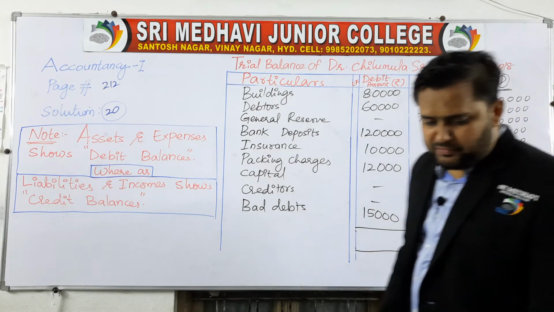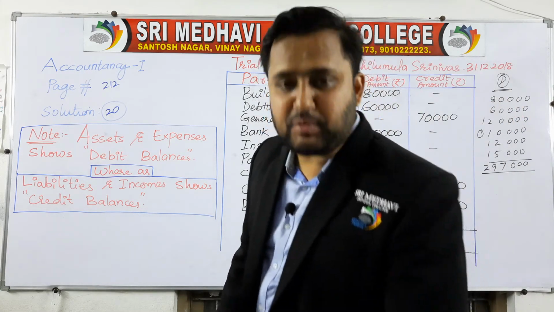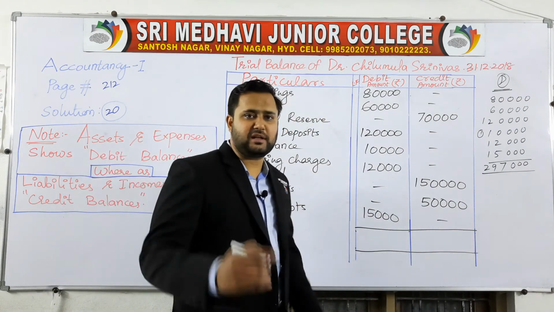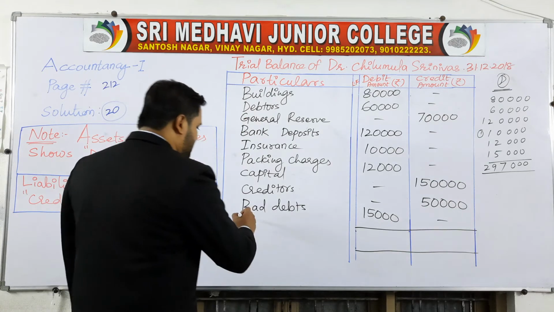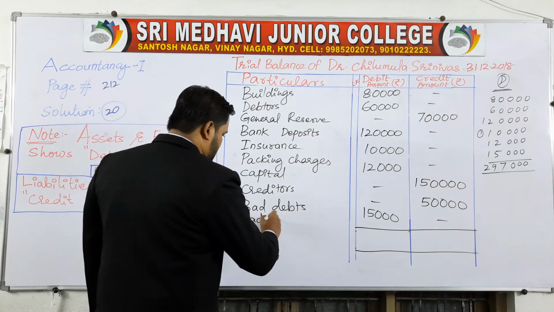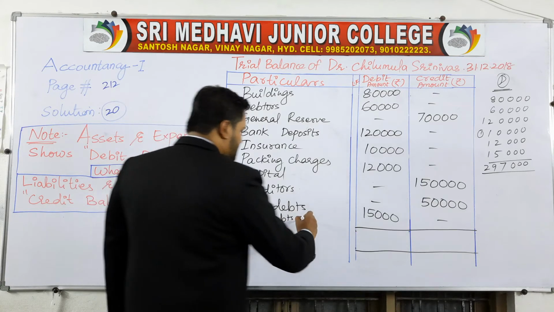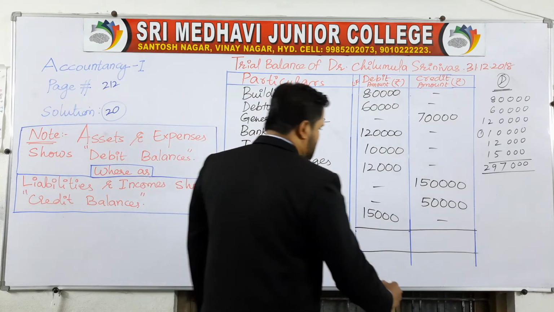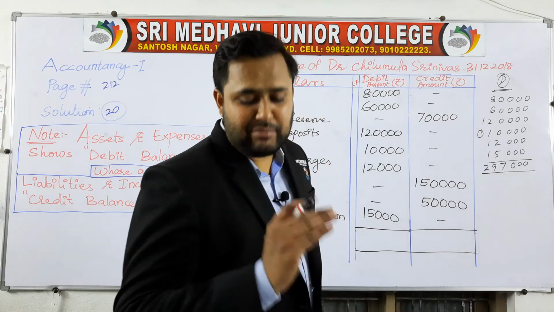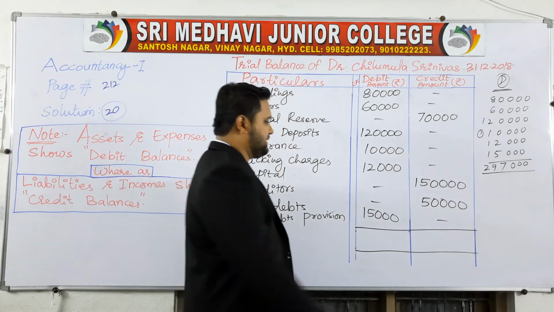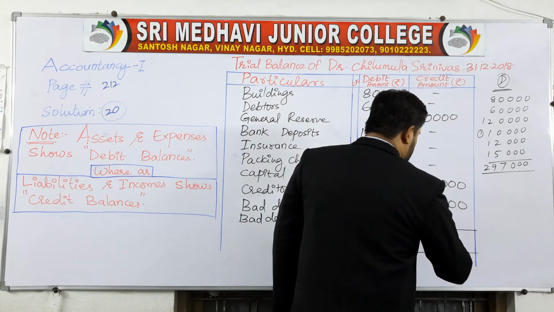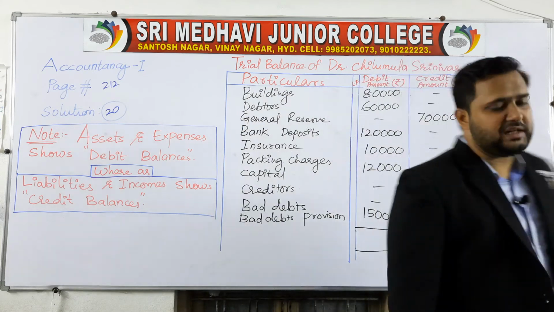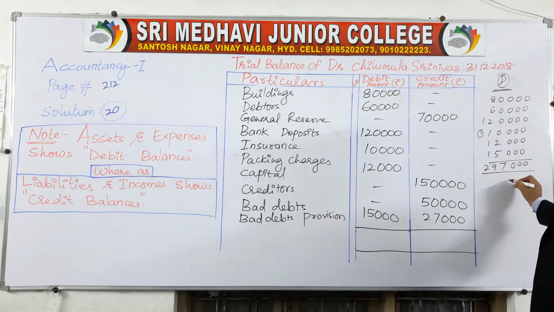One of the transactions we left for credit is bad debts provision. So actually 2 bad debts are given over there. That is why I left one transaction. Bad debts provision is also given over there. Bad debts provision, which is also a liability and comes under the credit side. So how much? 27,000 rupees. So now check the total of the credit side after writing the bad debts provision.